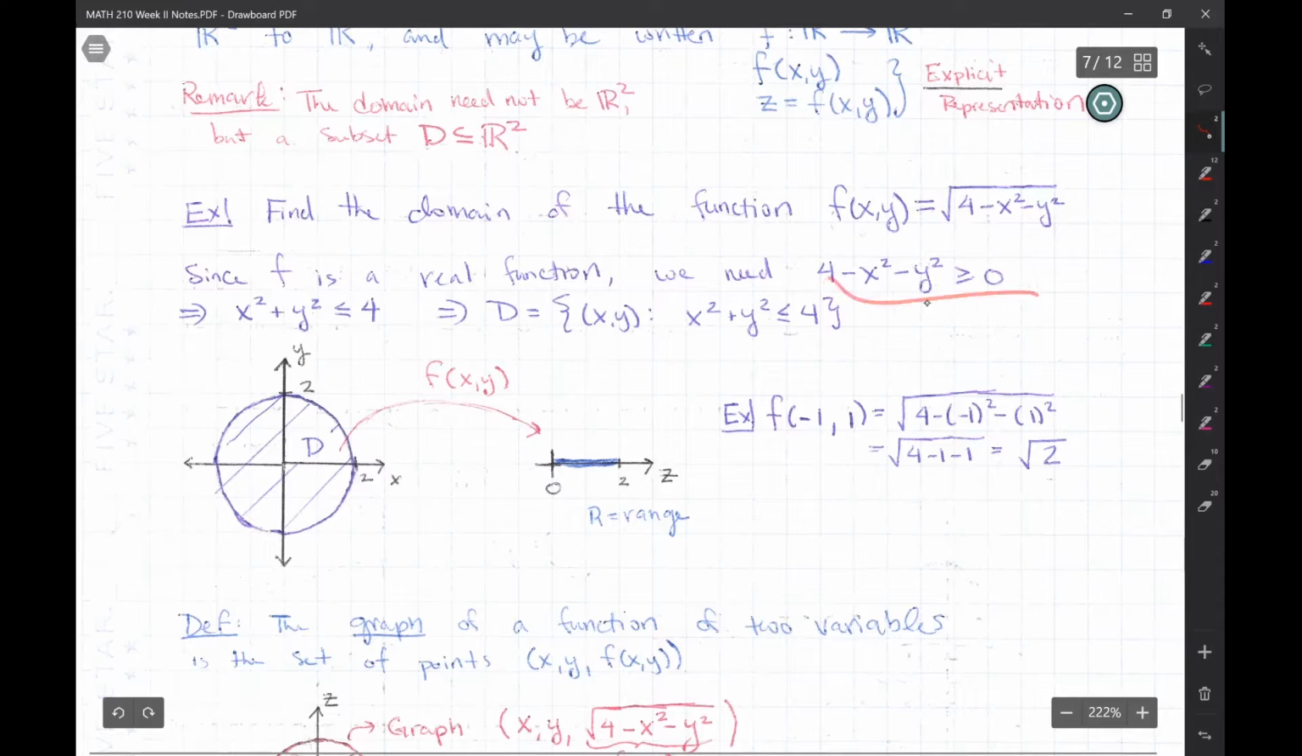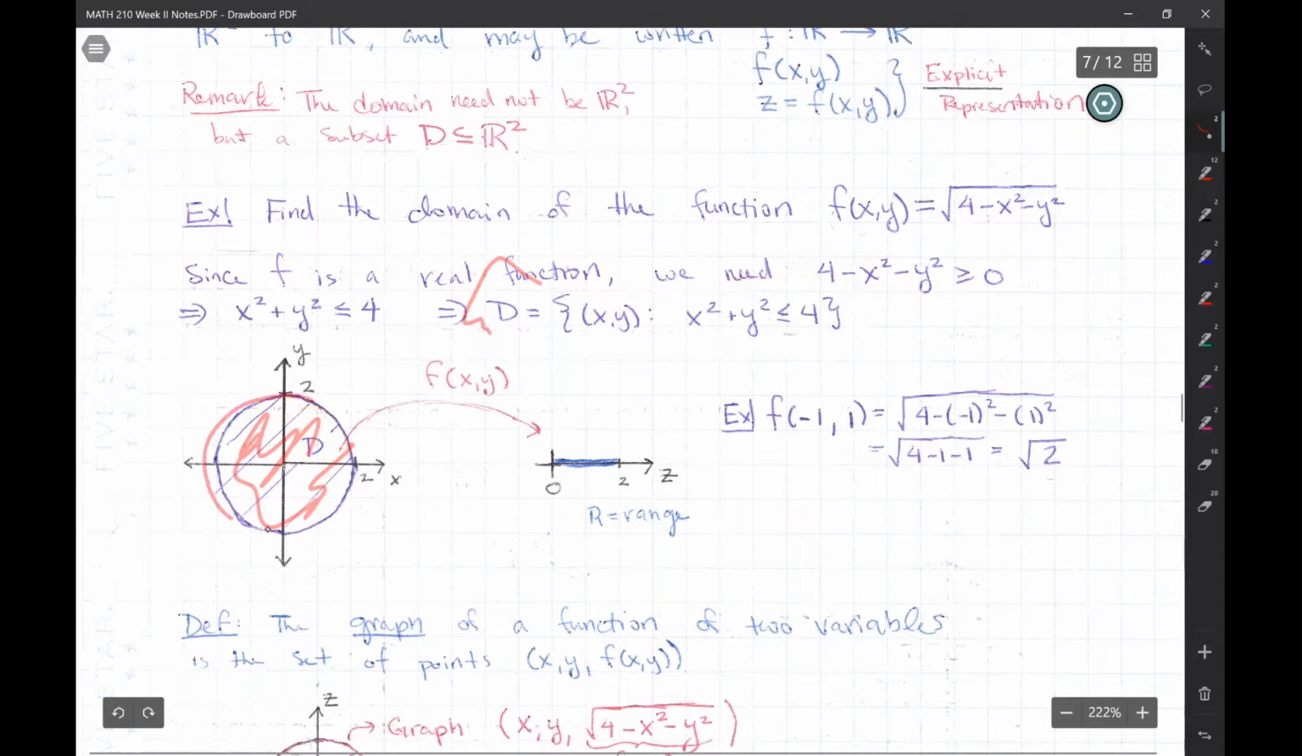Another way to write that is to just move the x squared and y squared to the other side, and we get this. And now try to think about what x squared plus y squared equal to 4 is. Well, x squared plus y squared equal to 4 is the circle of radius 2 that you see there. But since x squared and y squared can sum to less than 4, then it also includes everything inside the circle of radius 2. So that's the set that you're seeing there in purple, the domain.